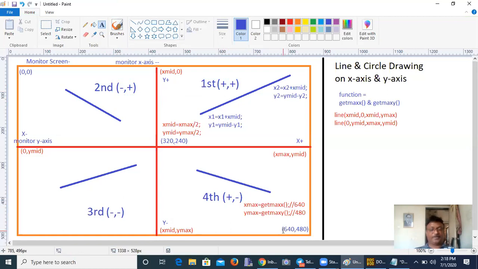Okay, so they can enter any value: both positive, both negative, or one positive and one negative. So you are the programmer, you should draw the line as per the user requirement. Now, you have understood this. This is the entire logic that we have put over here. Now, how are we going to implement it in the program?